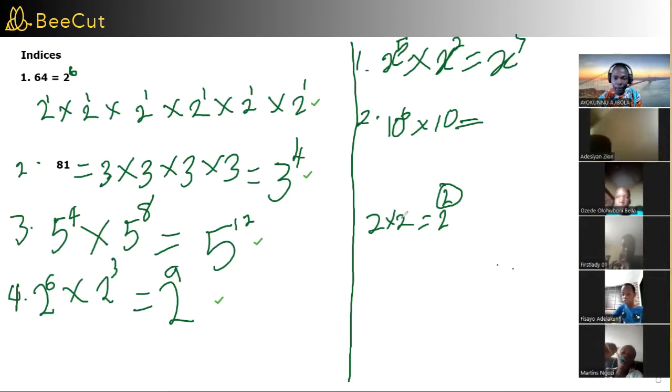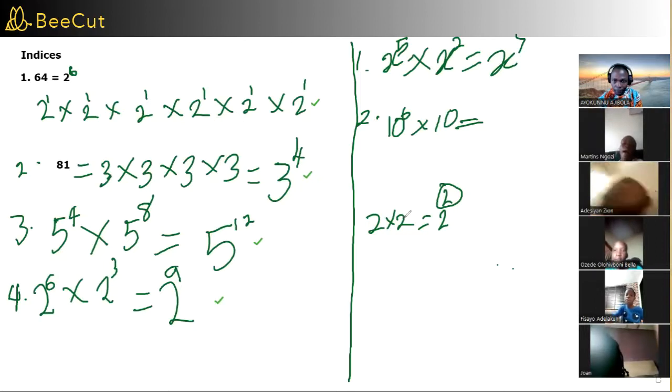If there's no power on any number, it means the power is 1. Now listen again. If there's no power on any number, it means the power is 1. Say that. There's no power on any number. Means that the power is 1.